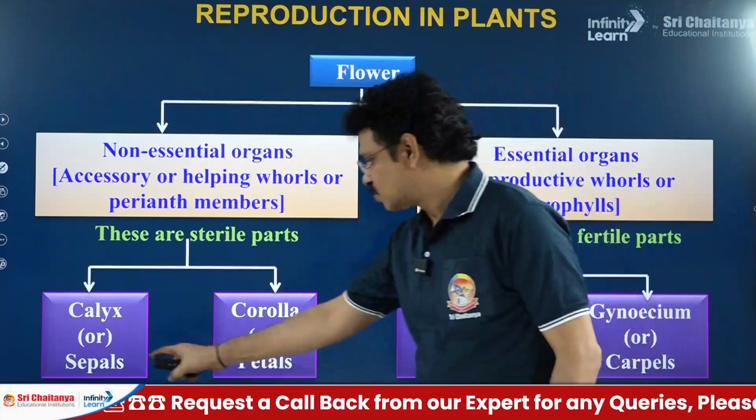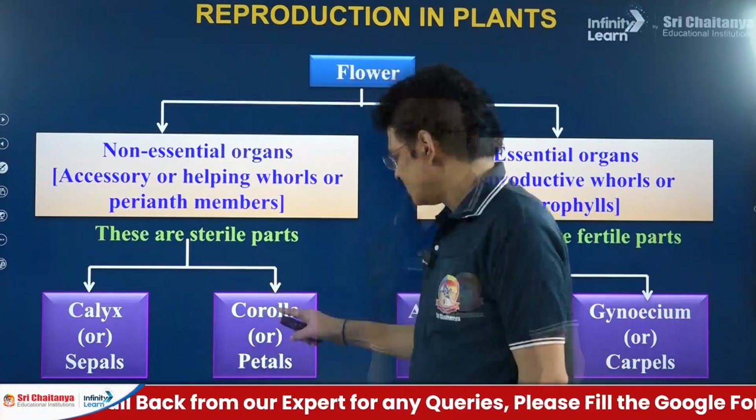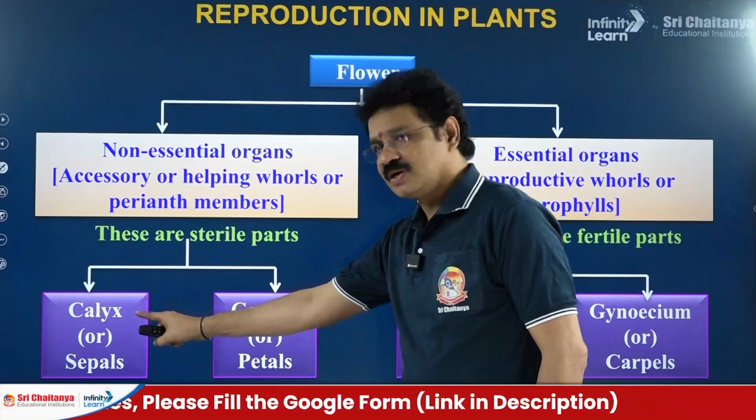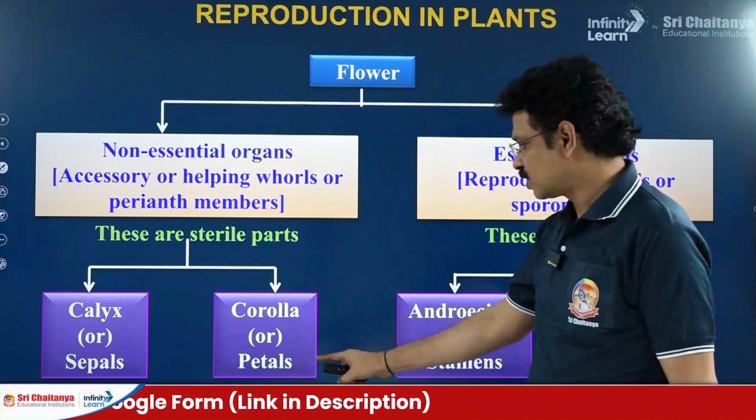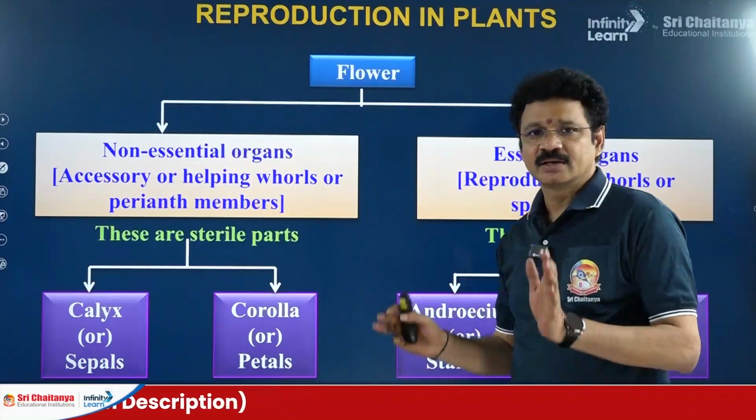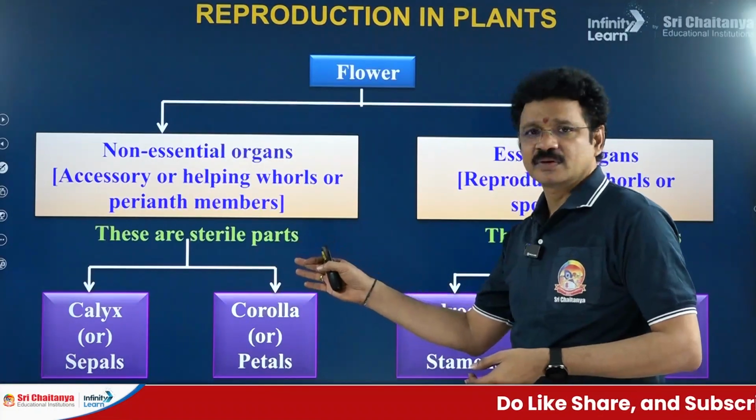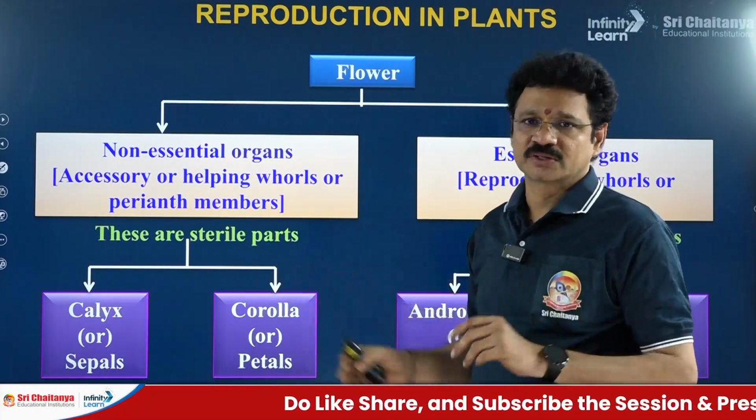What is the calyx? Whorl of sepals is the calyx. What is corolla? Whorl of petals. The first whorl of the flower is calyx. Second whorl of the flower is corolla in a typical flower in flowering plants. These are generally sterile parts, not directly involved in reproduction.